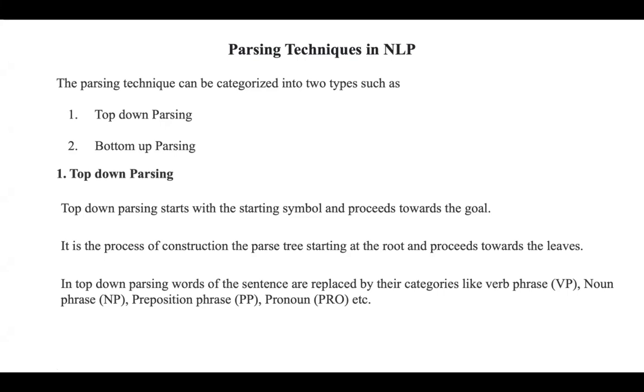Coming to the first one, top-down parsing starts with the starting symbol and proceeds towards the goal. We know what is meant by start symbol and the terms used in parse tree construction. We saw them in our previous video. Here S indicates the start symbol, so we'll start construction from that symbol. It is a process of constructing the parse tree starting from the root and proceeding towards the leaves. Just like a normal tree, the parse tree also starts with the root node and proceeds towards the leaves.